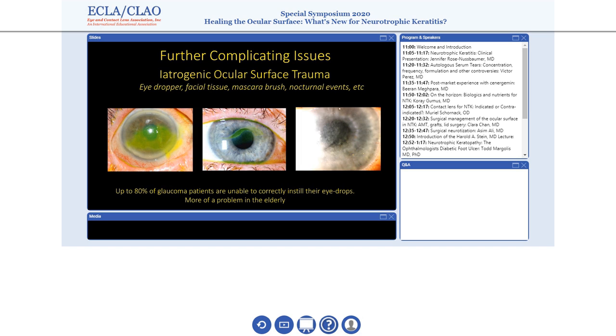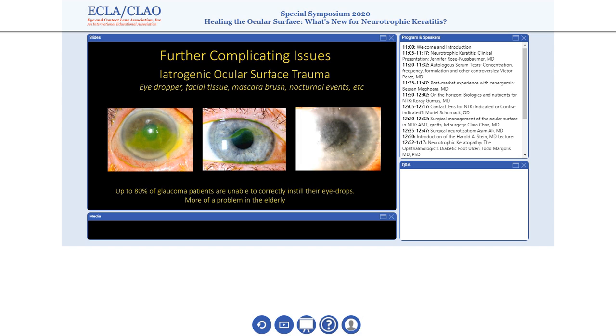The middle one was a patient who said, oh, look, I put my eye drops in just great. And in fact, they were terrific at putting their eye drops in. And then they picked up the facial tissues and wiped it across their cornea. And that's what that lesion's from. All the way on the right is a mascara brush pigmentation and tattooing in a patient with a neurotrophic cornea who claimed they were listening to everything that the referring doctor had told them to do.